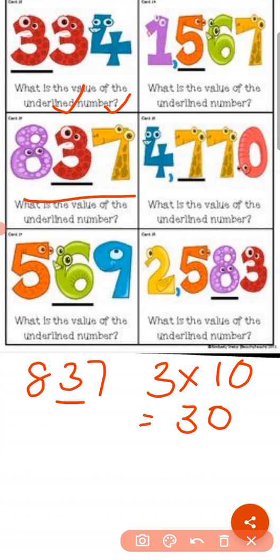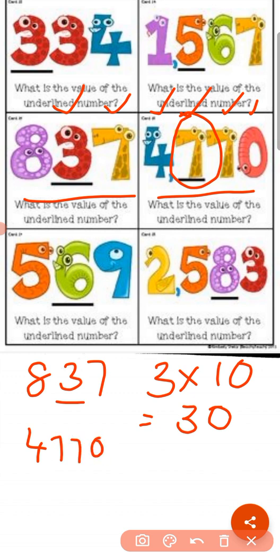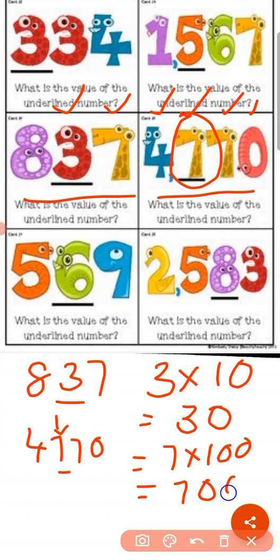Now here, which digit is underlined? The digit 7. Ones, tens, hundreds, thousands. So this is the digit in the hundreds place, in 4777. This 7 is underlined. So 7 into 100, hundreds place. So the place value is 700.